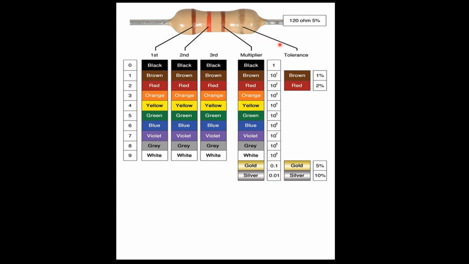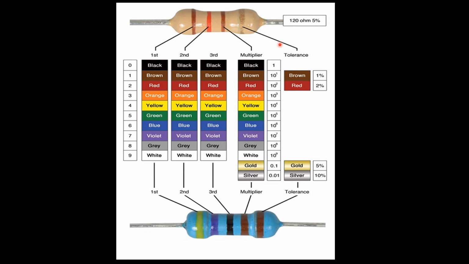Consider one more. So now we consider 4 bands and tolerance. So 5 bands totally. The first one is yellow. So the first digit is 4. The second one is violet. So 7. So 47. The third one is black. What is the number? 0. So the first 3 digits give me the number 470. What is the multiplier value? 10 raised to 1. So 470 multiplied by 10, so 4700. Okay, 4700 ohm is the resistance value.